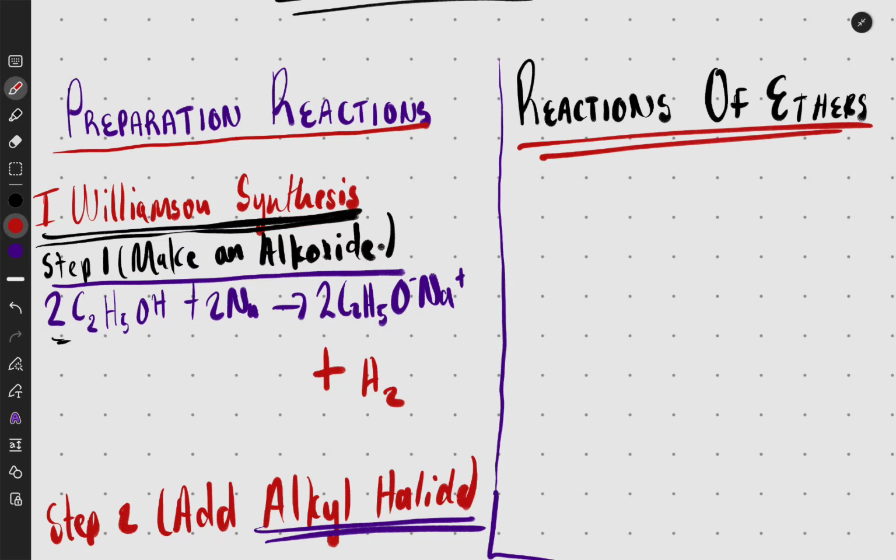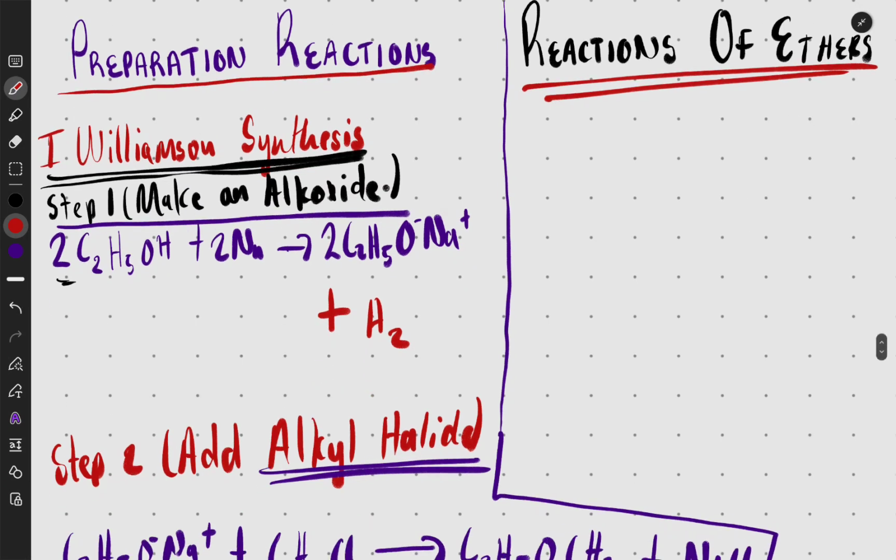Okay, so now we're doing the reactions of ethers. This is very important. This is very nice. So reactions of ethers, you only have one thing to know. It's the reaction of ether with a hydrogen halide. Okay? So ethers react with only one thing.